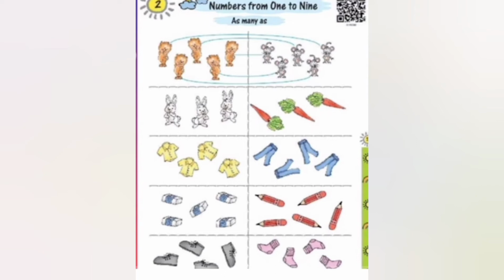Then coming down, 5 erasers are equal to 5 pencils. So left hand side is equal to right hand side. Last, how many shoes are there? 4 shoes are there. 4 shoes are equal to 4 socks. So left hand side is equals to right hand side.